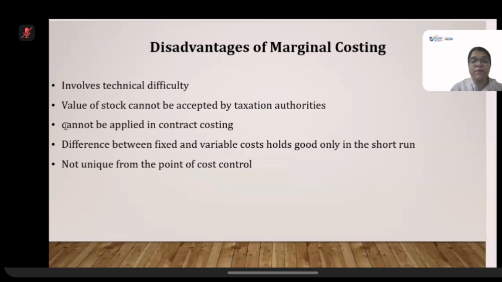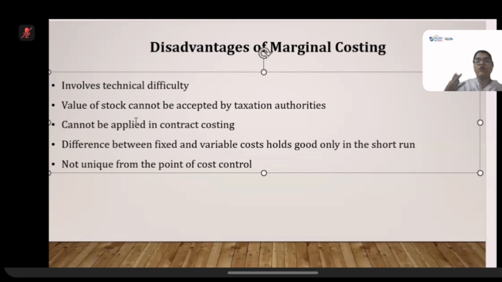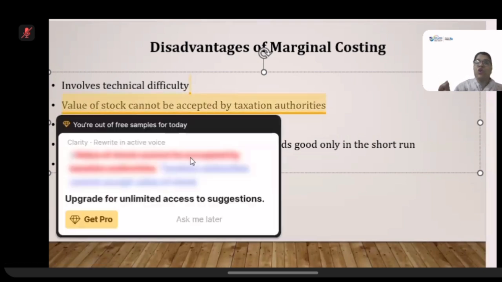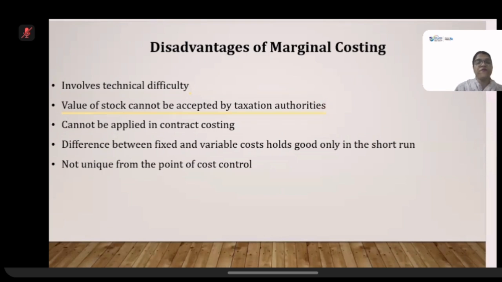And why can't we use it in contract costing? Because that is contractual. The fixed cost and variable cost keep on changing over there. It cannot be static. And the cost which is fixed and variable in the short run could change in the long run. So it's just an assumption that you are making. That's again a disadvantage. Okay.